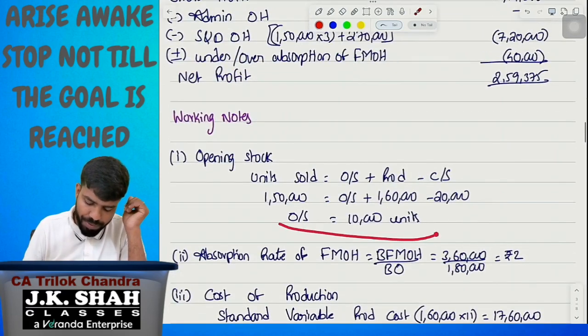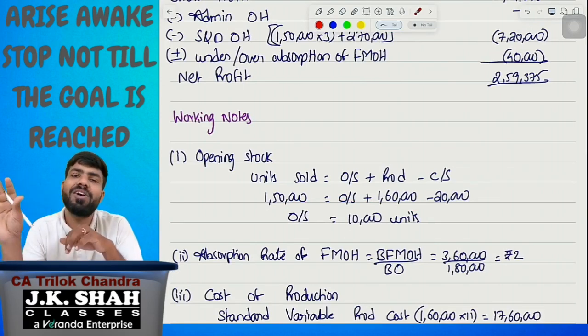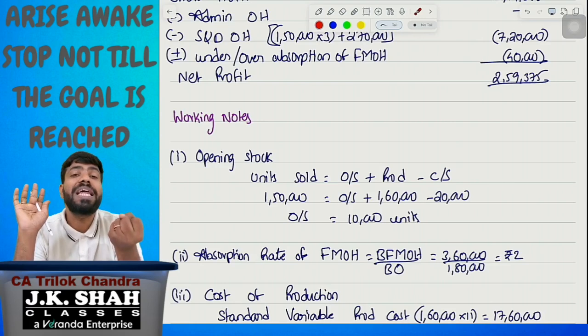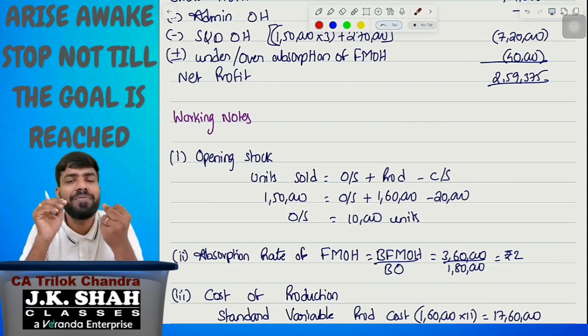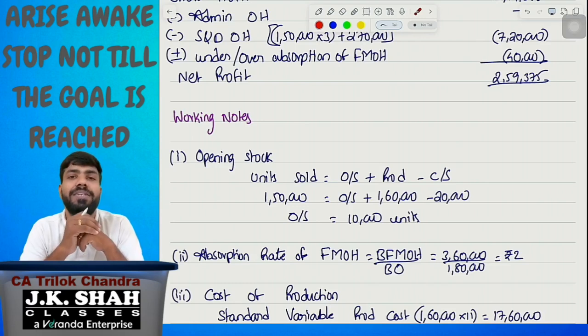10,000 units. Opening stock is 10,000 units, to be converted into cost per unit under absorption costing. See, marginal costing is variable manufacturing cost valuation. Absorption costing is total manufacturing cost. When I say total manufacturing cost, it is variable plus fixed. Variable plus fixed.